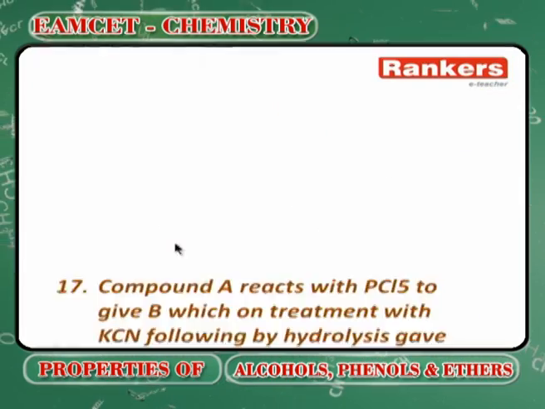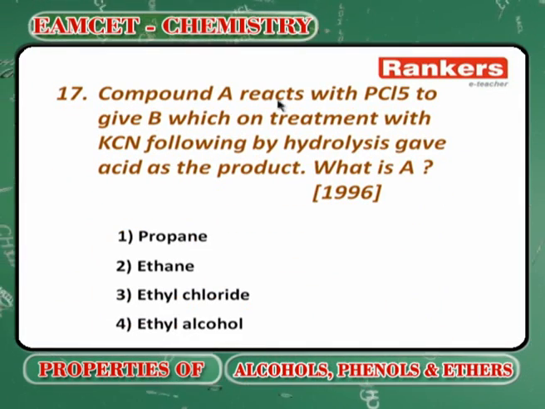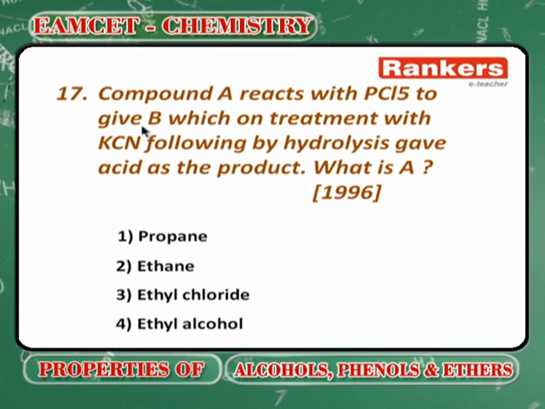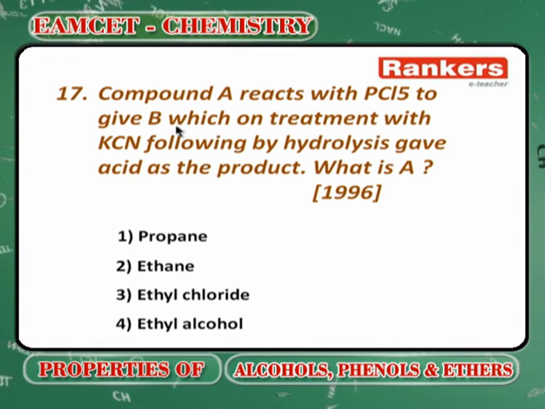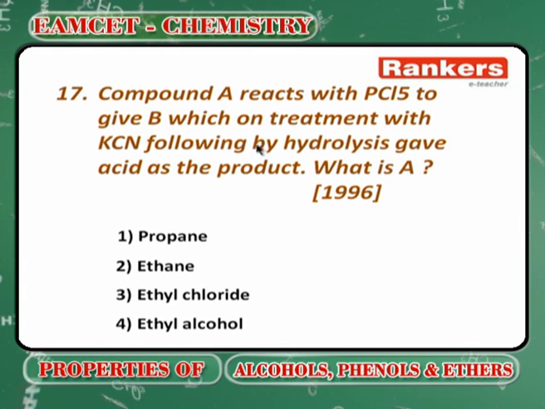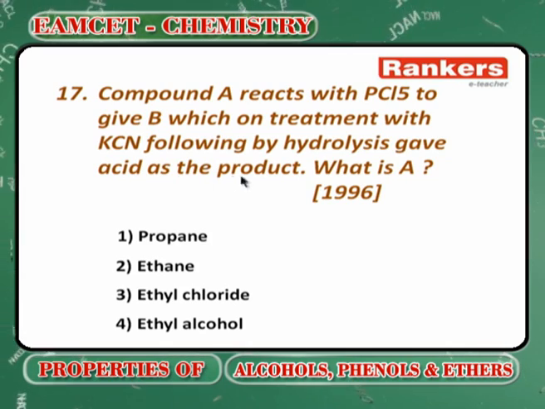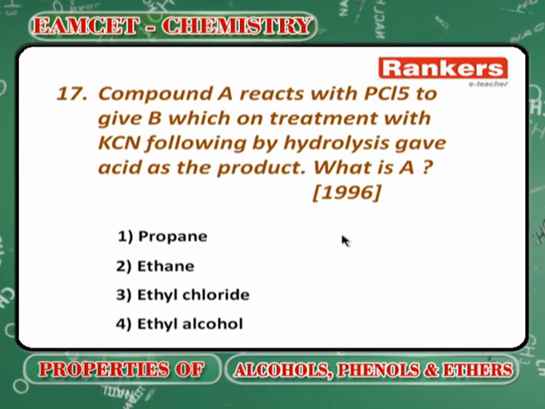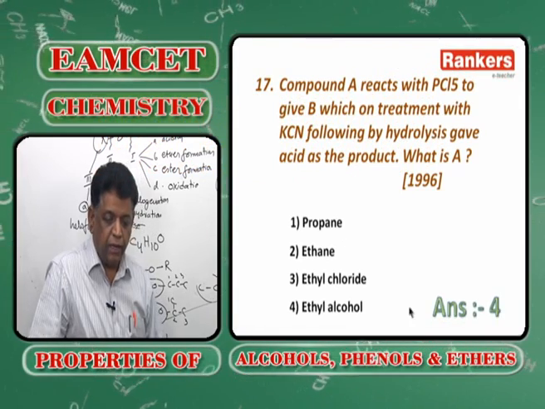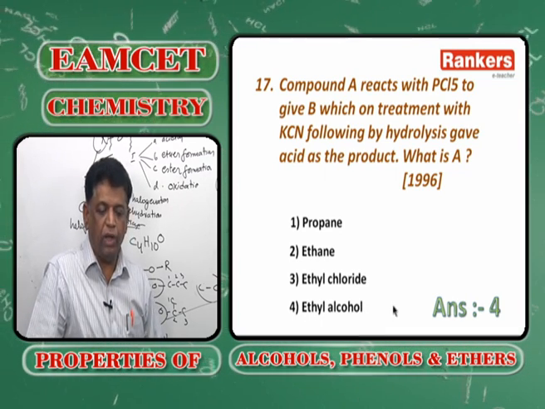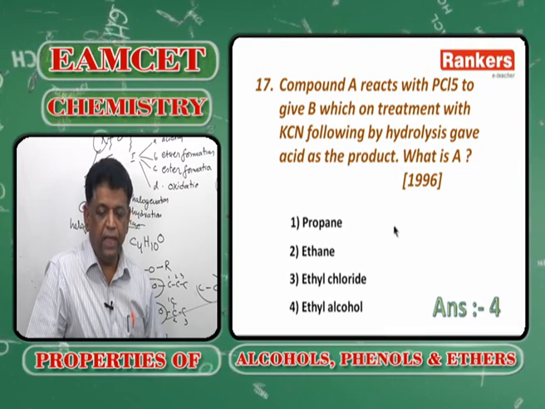Next, the compound here reacts with PCl5. It must be an alcohol; with PCl5, ethyl chloride is formed. On treatment with KCN, ethyl cyanide is formed. The cyanide on hydrolysis gives propanoic acid. The product A is ethyl chloride. He is asking for the starting compound: ethyl alcohol becomes ethyl chloride. So alcohol is being asked, and the fourth answer is the right one.